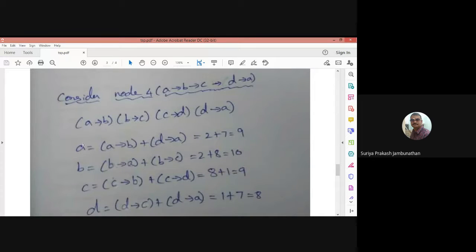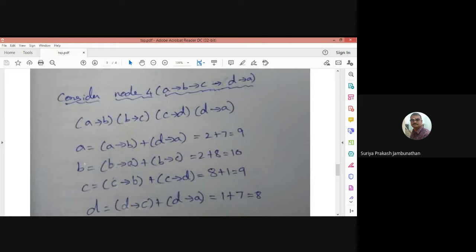So let's start with A. When you are starting with A, which paths deal with A? A to B deals with A. Then D to A deals with A. So A to B plus D to A, these two things we are taking. While adding, 2 plus 7, we are getting 9.